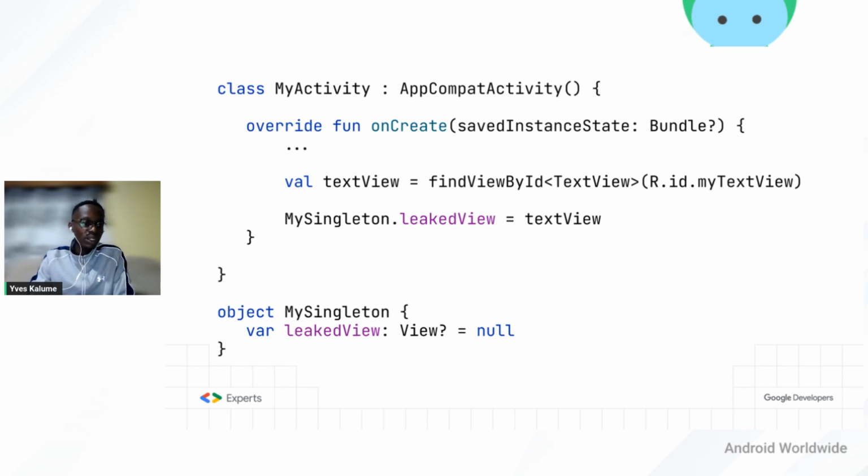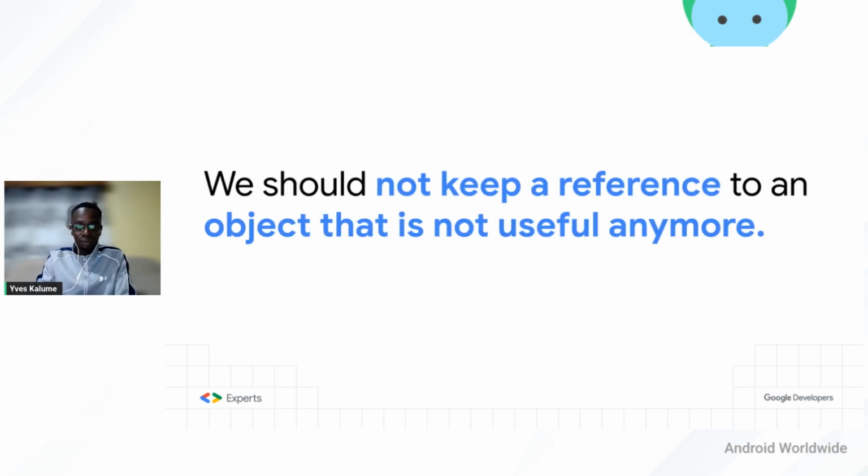For example, singletons and global variables live as long as our application is not killed. So if we pass a reference of an activity to a singleton, we can create a memory leak: when the activity gets destroyed, the singleton will still hold the reference to this activity, the activity won't be garbage collected, and we can say that the activity is leaked.